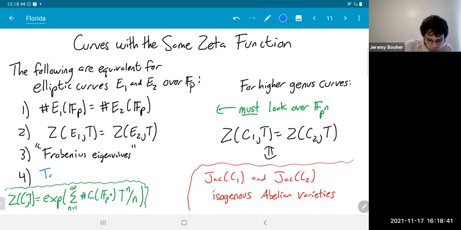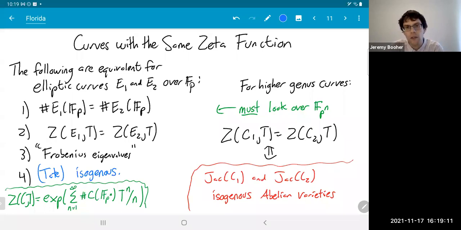And then the following is not so obvious, but it's a famous result of Tate, that that's equivalent to the elliptic curves being isogenous. So if you think back to that example where we had two different elliptic curves that always had the same number of points mod p, that was because they were isogenous over the rational numbers, and hence isogenous over almost every finite field. That meant they were isogenous, so they have the same zeta function, and they had the same point counts.